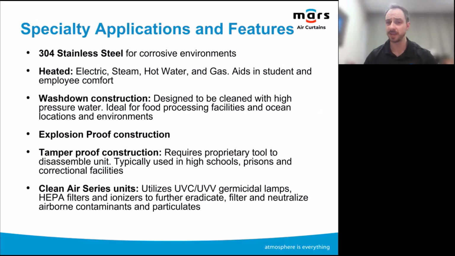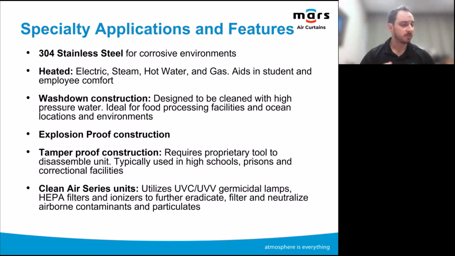A couple of specialty applications and features we can offer. 304 stainless steel, if you're in a corrosive environment, is an option. We do have heat options available. Electric heat is probably the most common, but we can do steam, hot water, and gas as well. Really, the main benefit of heat is to prevent the wind chill effect in cold weather areas. A lot of people think they're used for supplemental heat. They can be used for that, but that's not the main application of our heated units. They're also used a lot of times in freezer applications to prevent frost buildup on the doors. Just having that heat helps prevent that as well, keeping the water particles evaporated into the air.